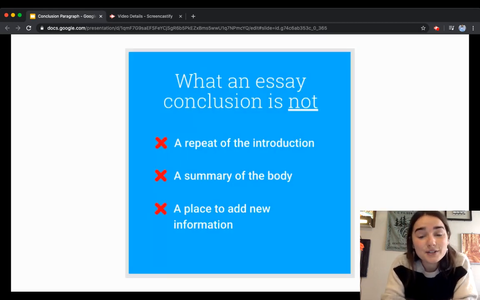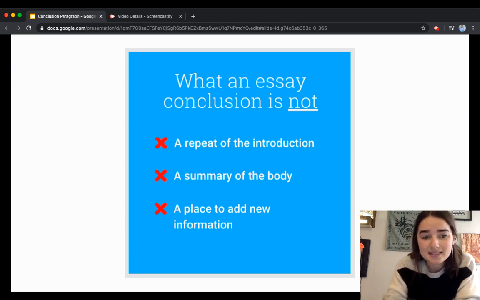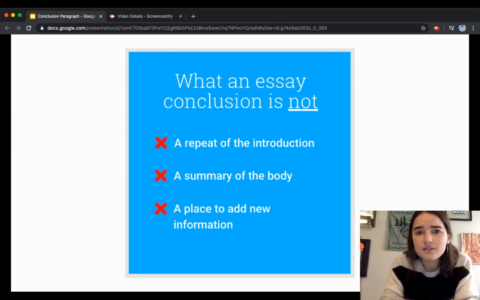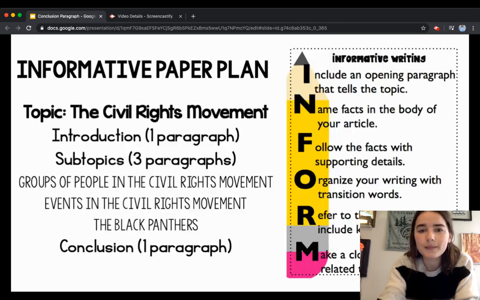However, an essay conclusion is not a repeat of the introduction. We are not summarizing what we already said in our paper. It's not a place to add any new information. So we are not going to simply restate our thesis statement. We're not going to bring up any new ideas. We are not going to summarize what we've already said. We are going to wrap up our main points with new words, and we're going to help the reader feel a sense of closure. Like our essay is wrapped up tidily and it's ready to go.